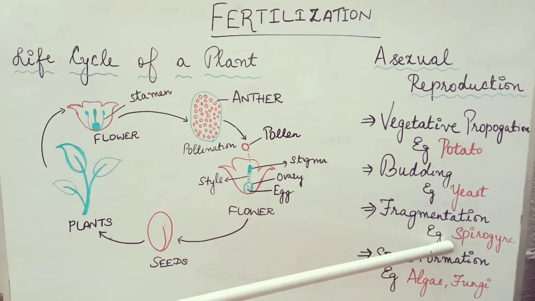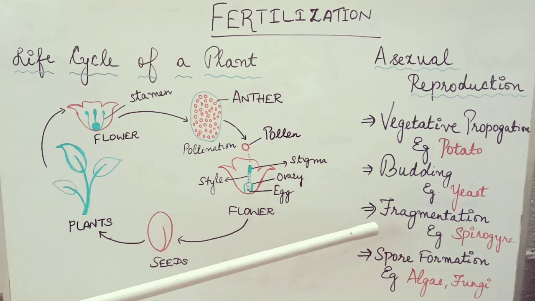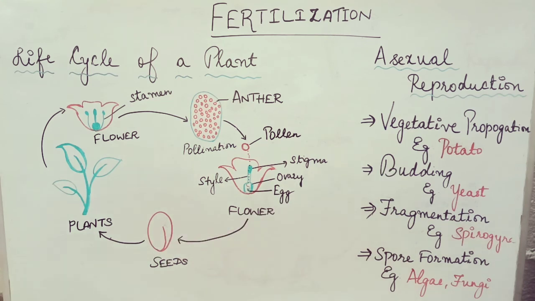Third one is fragmentation. Example, Spirogyra. Spirogyra is a filamentous alga. When it matures, the filament divides into pieces. Each fragment or piece of filament will grow into a new filament or an individual. This process is known as fragmentation.